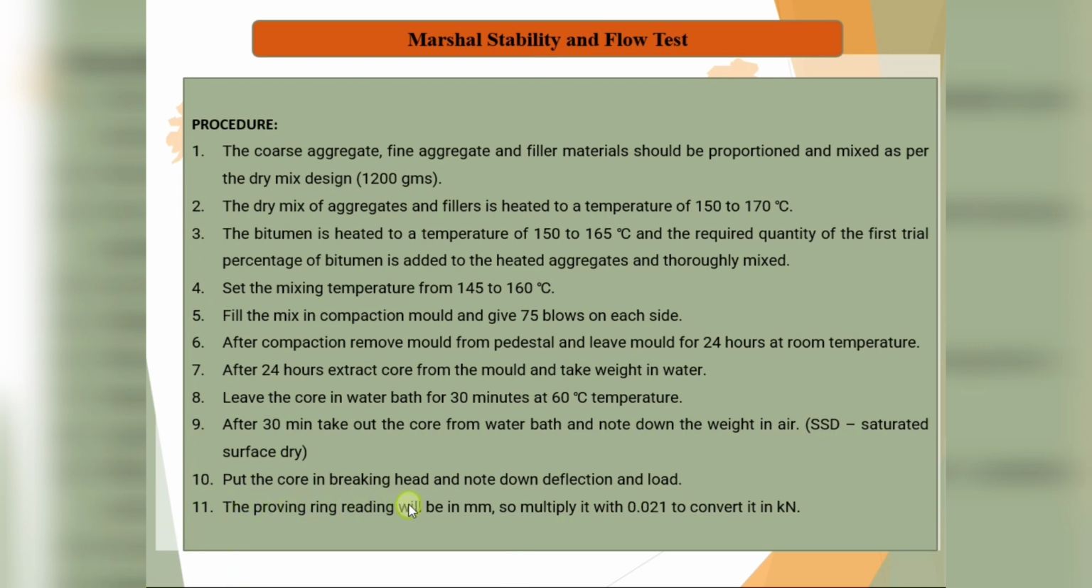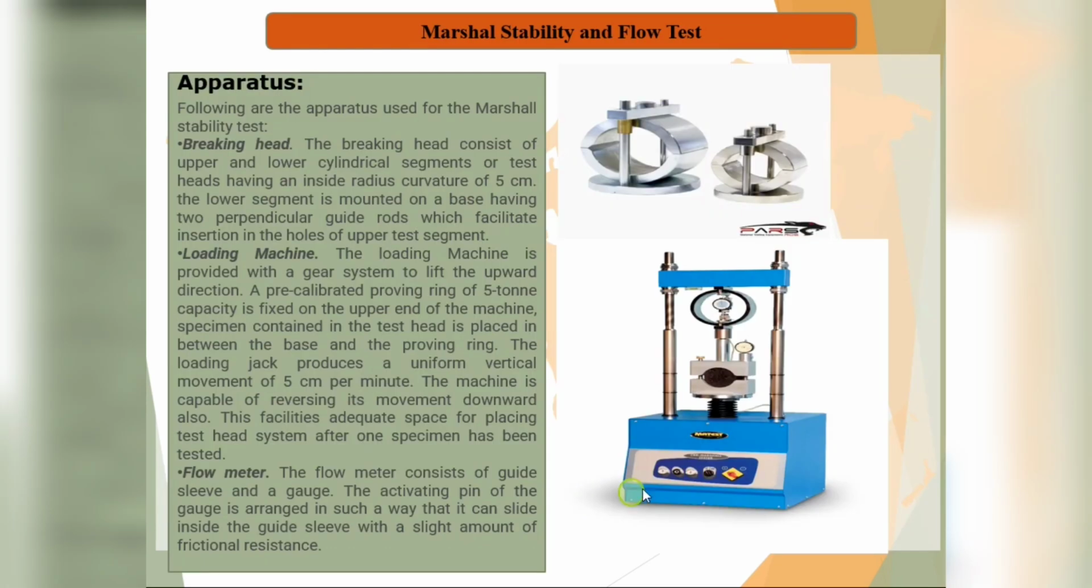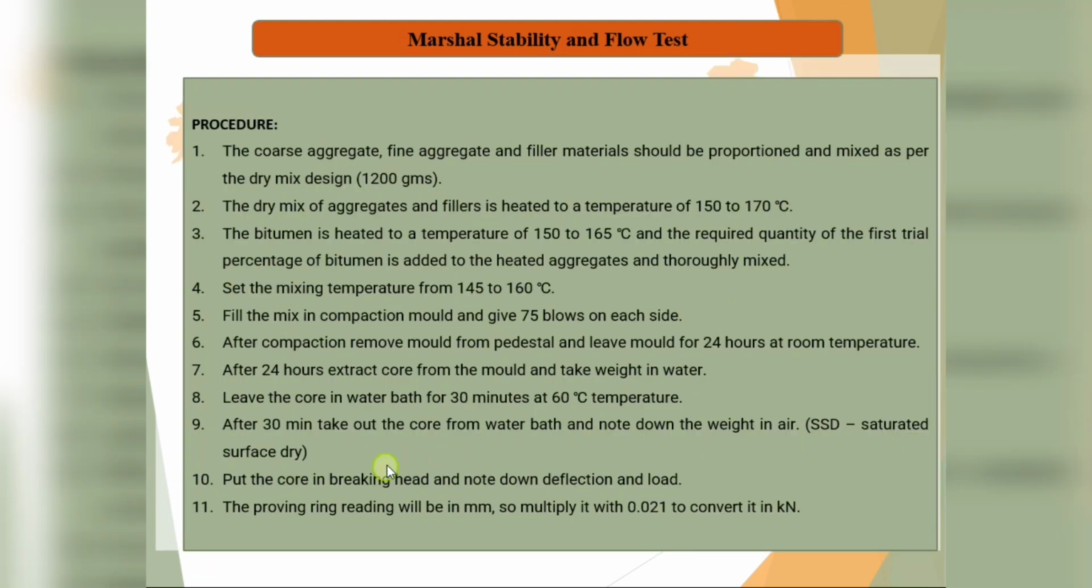So put the core into the breaking head and then note down the deflection and load. Here you put the core in the mold, and after that you apply the load. One needle shows how much deflection, and the other needle shows how much load you are applying. After noting down the deflection and load, the proving ring reading will be in millimeters, which you need to multiply by 0.021 to convert into kilonewton.